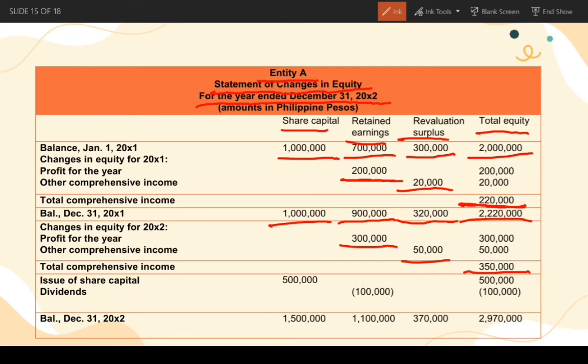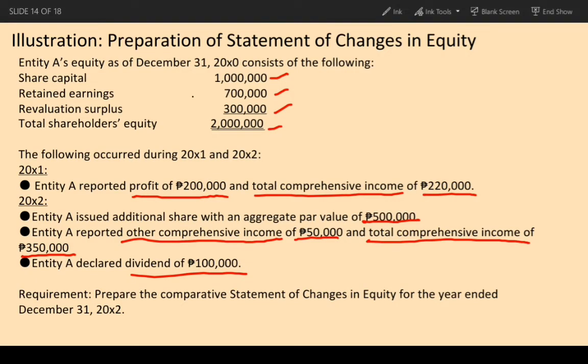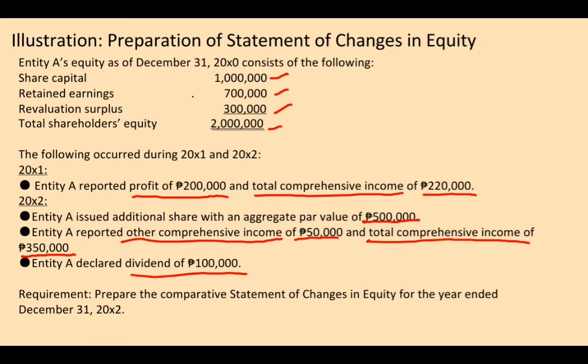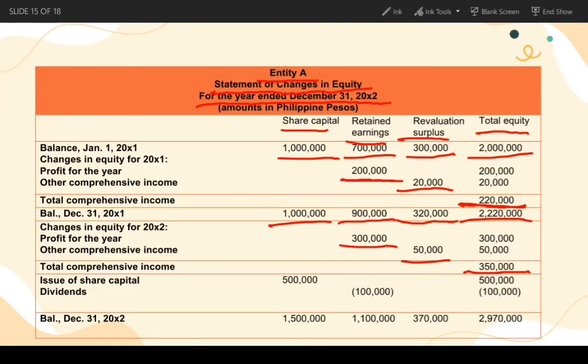So, changes in equity for 20x2: profit for the year 300,000, other comprehensive income 50,000, and then total comprehensive income is 350,000. So, this is also based on the problem. The problem says it reported 50,000 other comprehensive income and then total comprehensive income of 350. So, 350 minus 50,000, the profit for the year is 300,000.